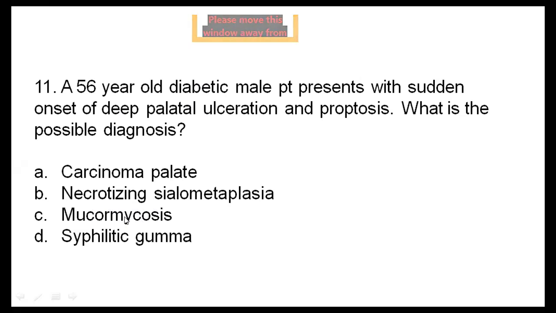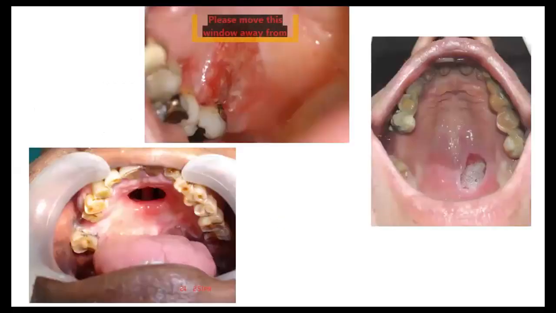Okay, so it is called rhinomaxillary mucormycosis because it spreads through the maxilla, reaches the eyeball and pushes the eyeball outwards. So the answer is mucormycosis, and I have some images here for you.